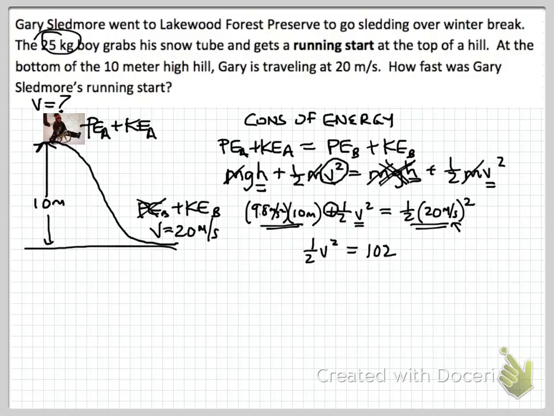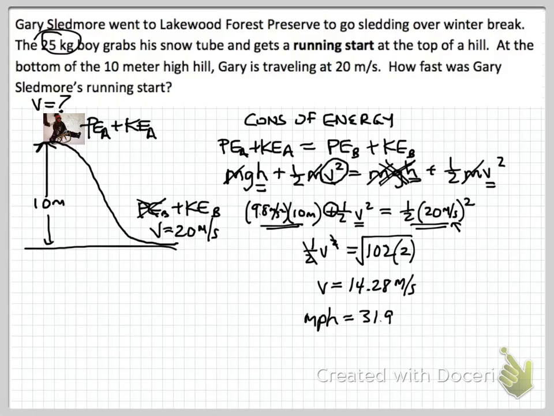Now I need to take that 102 and multiply by 2 to get rid of the 1/2. And then to get rid of the square, I'm going to take the square root of that value. So I end up getting a velocity of a running start of 14.28 meters per second. Now, for those that understand what that looks like, in miles per hour, that's approximately 31.9 miles per hour. So that's absolutely ridiculous, but that's the fun of the problem with Gary Sledmore.